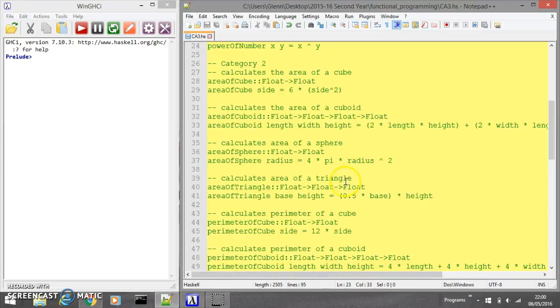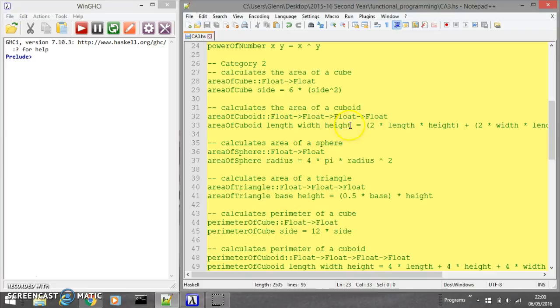To calculate the area of the sphere, the equation for it is 4 times pi times radius squared. This is implemented here. The area of a triangle is half the base times the height.